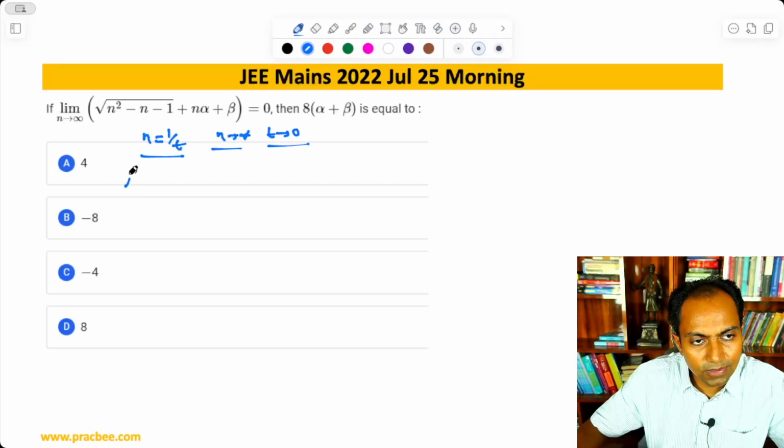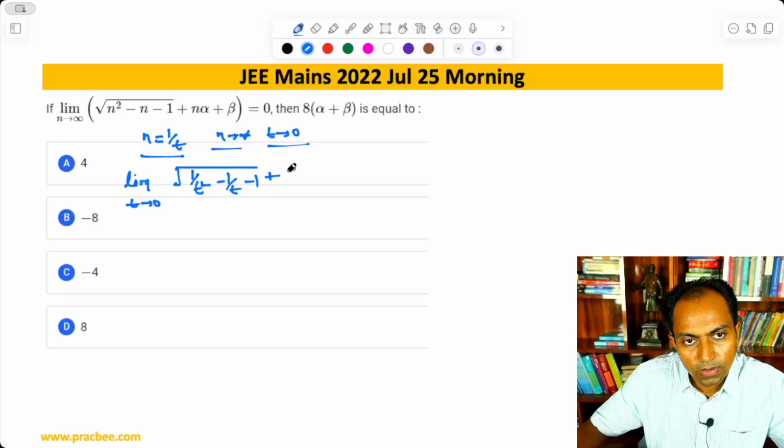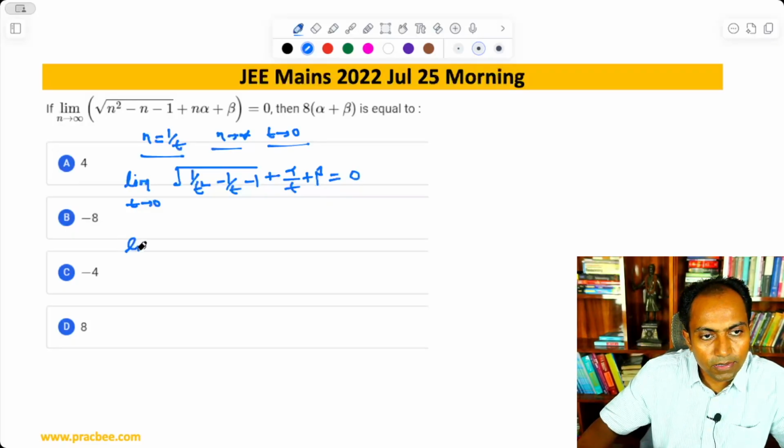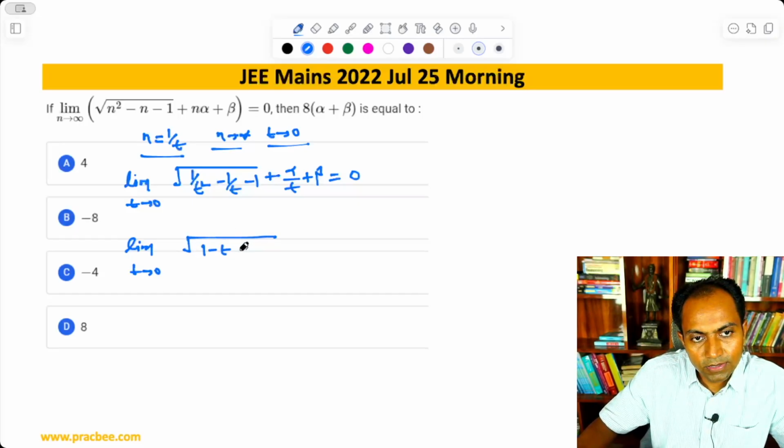So as a result, this becomes limit t tends to 0 of root of 1 by t square minus 1 by t minus 1, plus alpha by t plus beta. And this limit value is given as 0. If I take LCM and take t outside, this will become root of 1 minus t square, divided by t, plus alpha by t, and then plus beta.